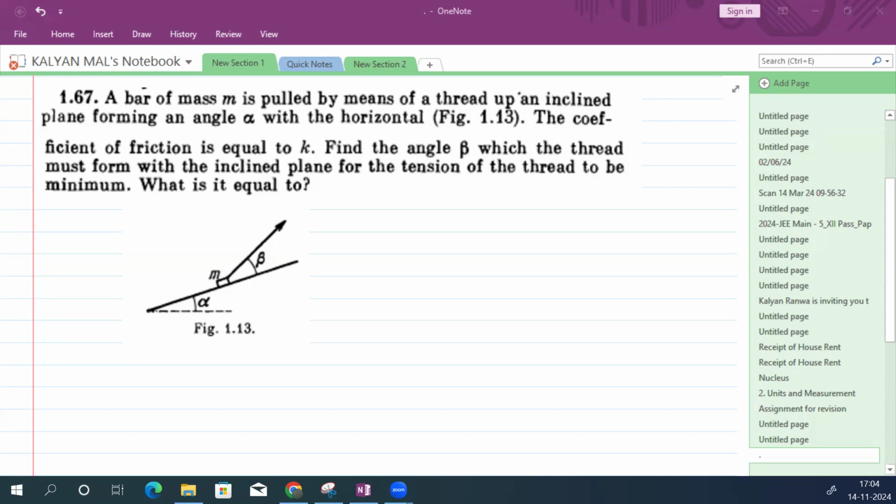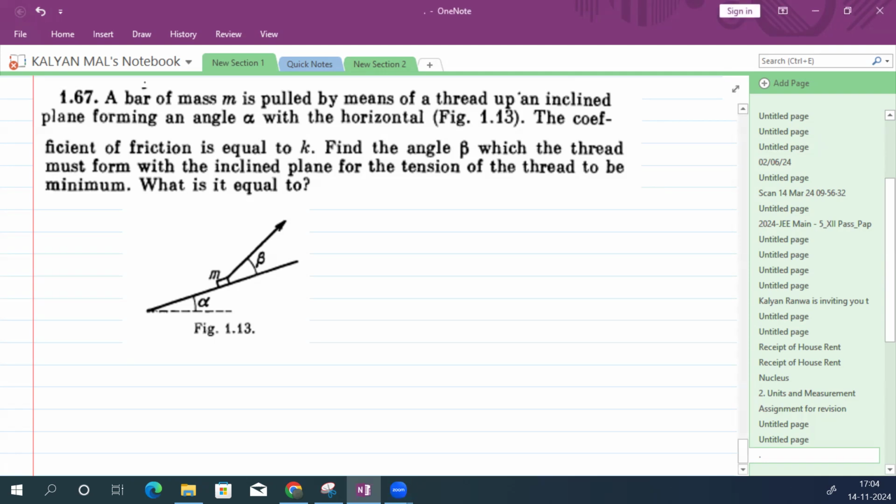This is question 1.67 of I.E. Irodov. The question says that a bar of mass m is pulled by means of a thread up an inclined plane forming an angle alpha with the horizontal, as in figure 1.13, and the coefficient of friction is equal to k. Find the angle beta which the thread must form with the inclined plane for the tension of the thread to be minimum. What is it equal to? Also find the value of the tension in the thread.